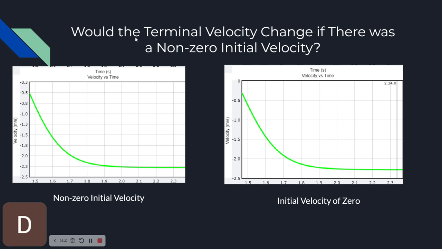Another question we were asked is, would there be a terminal velocity change if the object was thrown with a non-zero initial velocity? Simple answer is no, and we can look at that here. For the graph on the left, I altered the GlowScript code to give the object an initial velocity of negative 0.2 meters per second. On the right, the initial velocity was zero, just like how I actually dropped the object. In both cases, we see the velocity goes down and essentially flatlines at around negative 2.3 on both graphs. This goes to show that terminal velocity is like a set thing for an object.